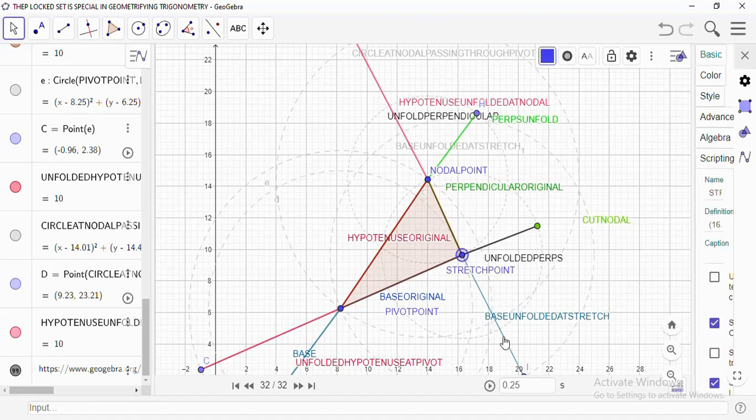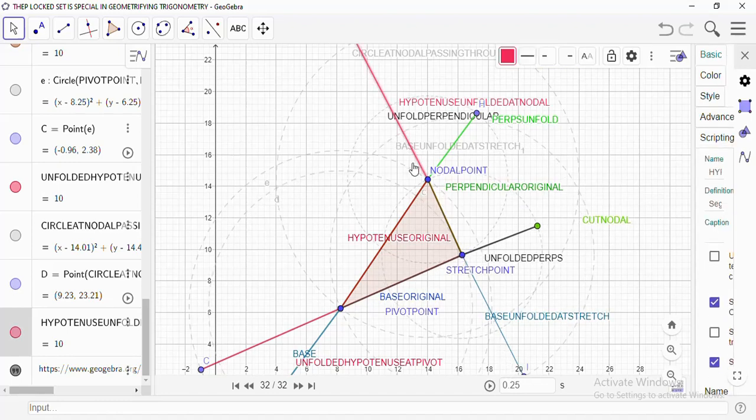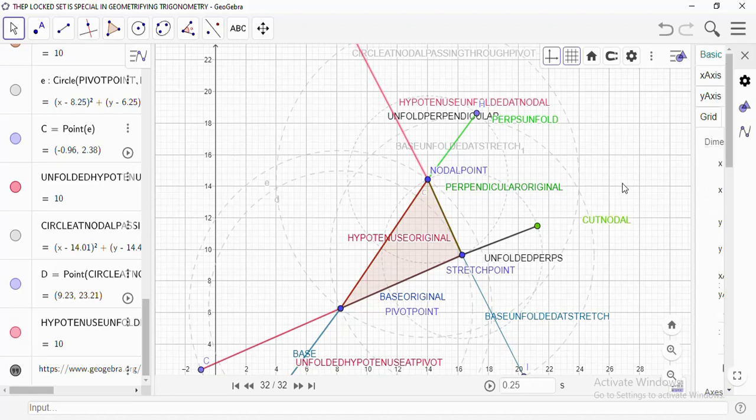Now in our school days we used to write 1 plus cos theta plus sin theta. Sometimes we used to write 1 plus sin theta plus cos theta. Sometimes we used to write cos theta plus sin theta plus 1. Sometimes we used to write cos theta plus 1 plus sin theta. All these things have different meanings in geometrifying trigonometry.